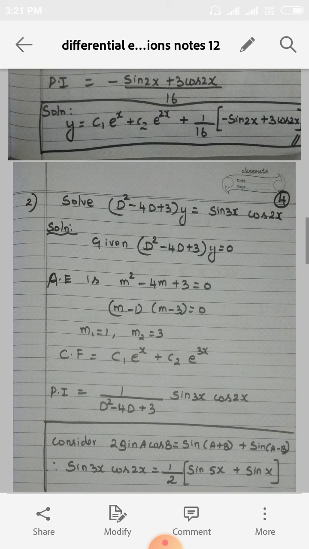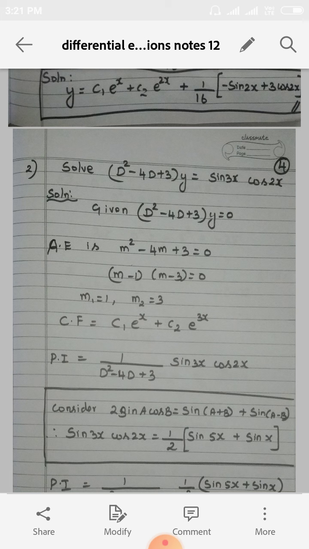D square minus 4d plus 3 into y is equal to sine 3x cos 2x. See the right hand side, it becomes two functions in terms of multiplication, that is sine 3x into cos 2x. Okay, first we have to find the complementary function. So write in terms of auxiliary equation, find the roots. Here the roots are real and distinct. So write the complementary function is c1 e power x plus c2 e power 3x.